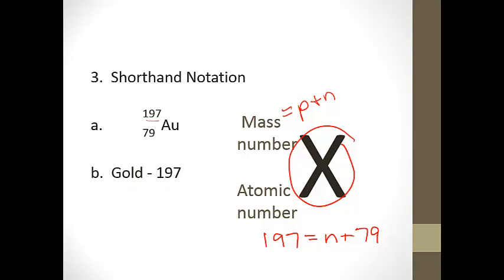The other shorthand way of writing out a symbol would be writing out the name of our element, gold, and putting the mass. The atomic number you can get off the periodic table, so in this shorthand way you don't write the atomic number. You would have to look gold up on the periodic table to find its atomic number. So those are two possible ways that we will be using to write our elements in a shorthand version.